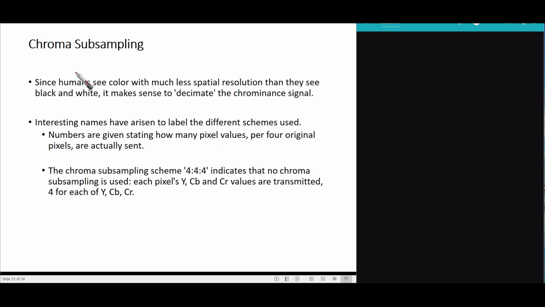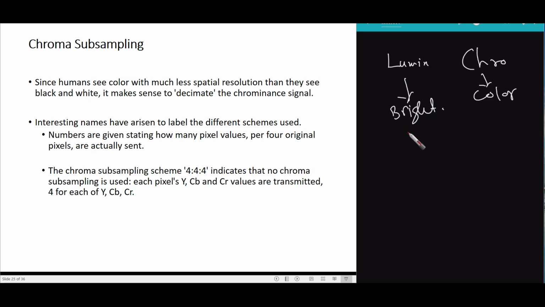Now when we do digital video, we take advantage of some of the limitations of our human eye system. When we look at the video, as I told you, the video has two kinds of information. One is luminance information and another is chrominance information, right? Or roughly, this is color information and this is brightness information.